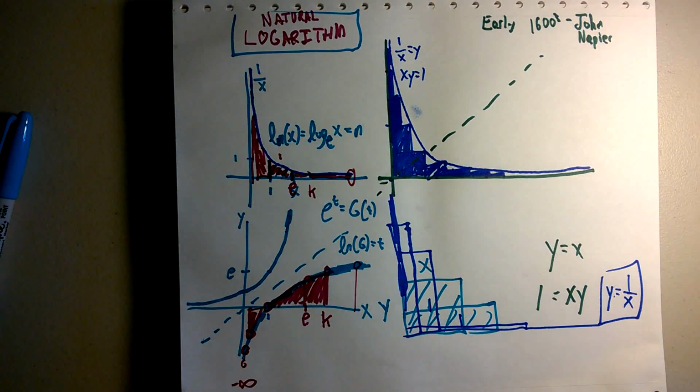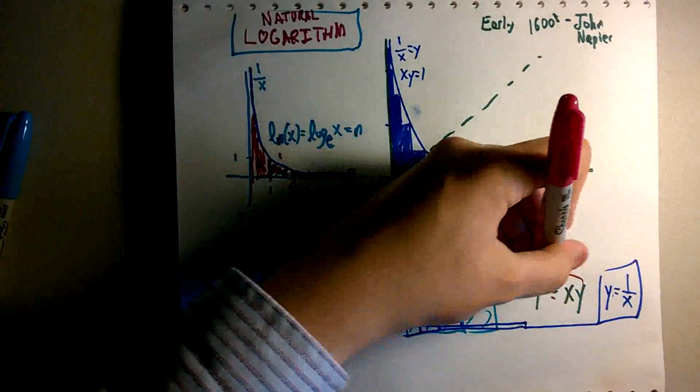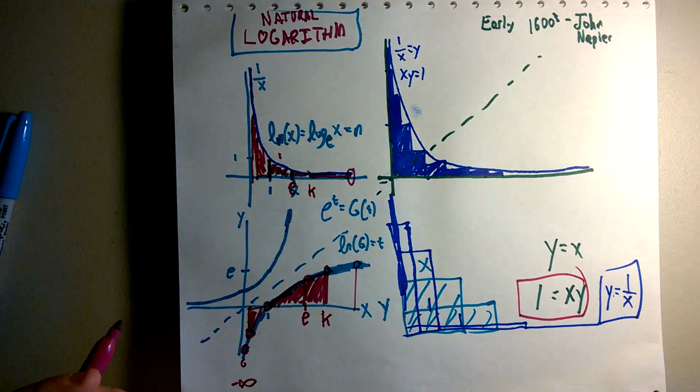This is one of the most prime examples of why it's the natural number. This is a very simple curve. It's just saying x times y equal to 1.